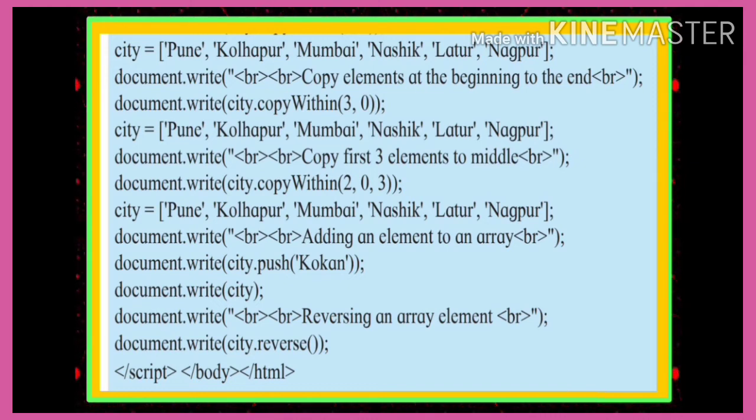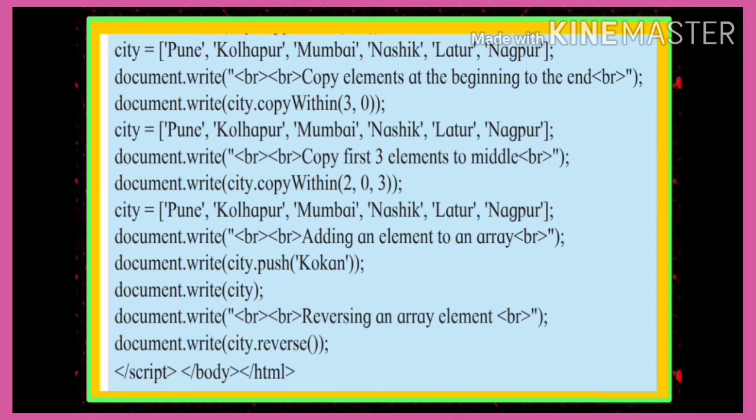Document.write, use a BR tag, copy first three elements to middle. In the next line, document.write ct.copyWithin 2, 0, 3. There are three arguments you have to pass, 2, 0, 3. So here the first two elements are kept as they are, then copy the first three elements starting from 0, Pune, Kolhapur, Mumbai, and paste them from the third element. Mumbai, Nashik, Latur are replaced, and Nagpur remains as it is.